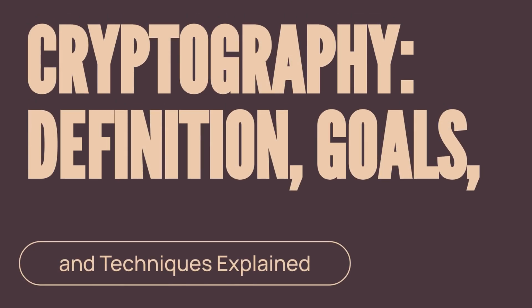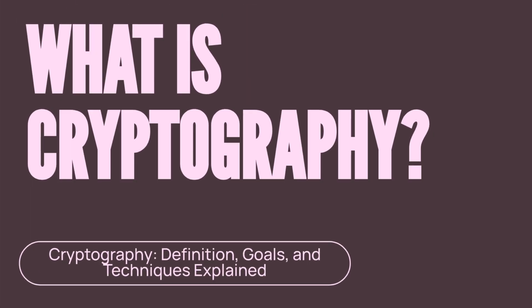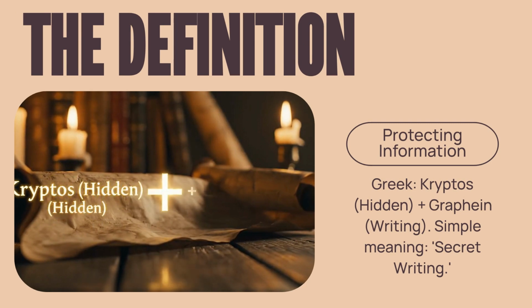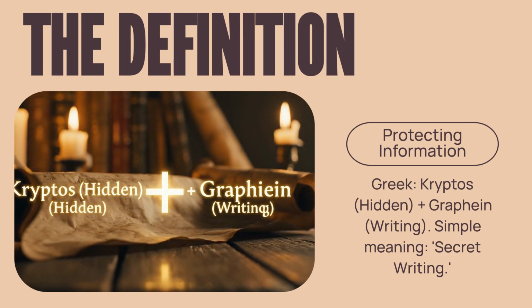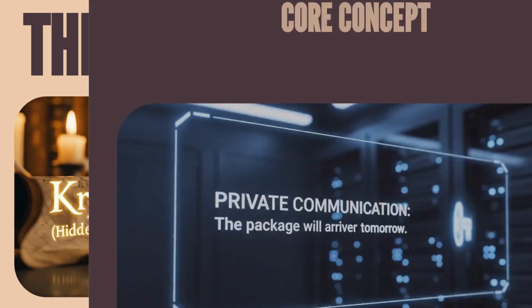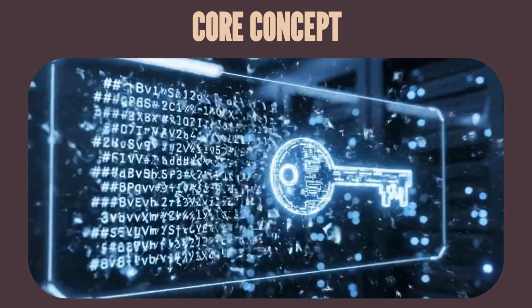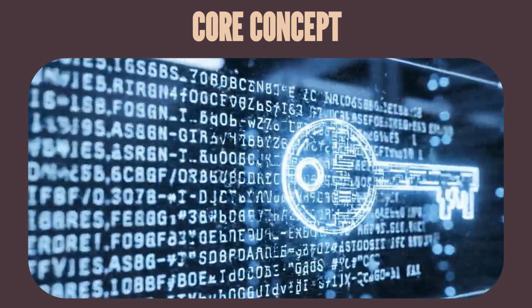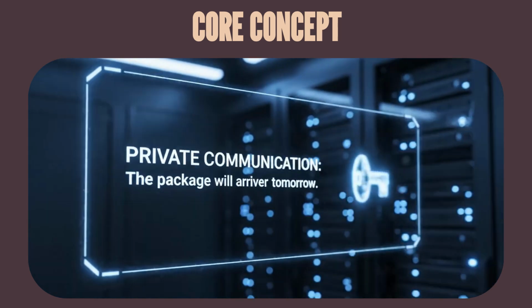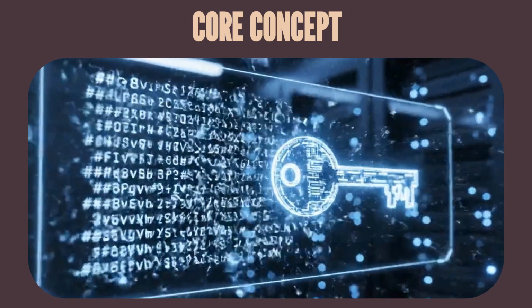Welcome to an in-depth explanation of cryptography, the essential tool that protects our digital world. Let's start with the basics. What exactly is cryptography? Cryptography is the science and art of protecting information by making it unreadable. The name comes from the Greek words meaning hidden writing. The core concept involves converting readable text into unintelligible gibberish and back again. The key is that only those with the correct secret key can unlock and read the message.